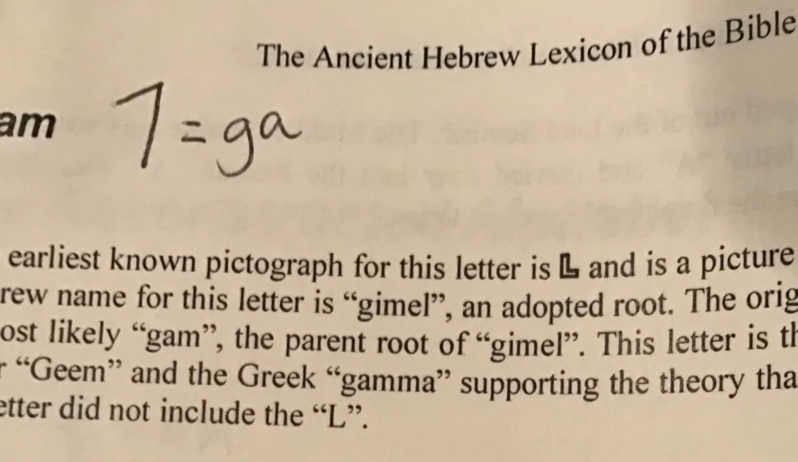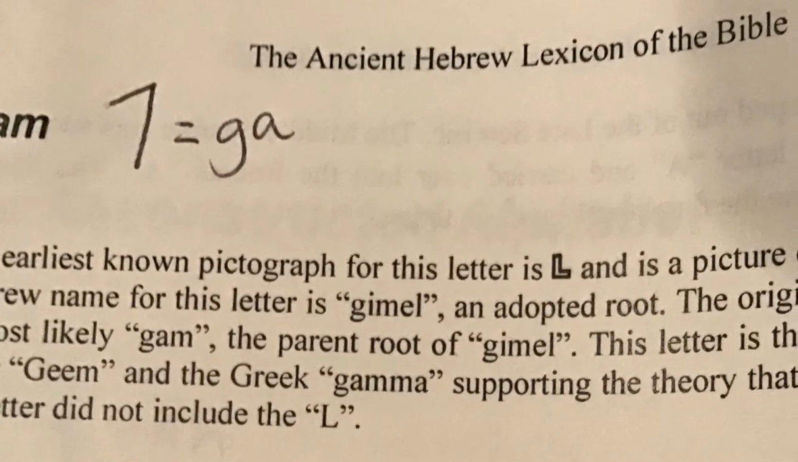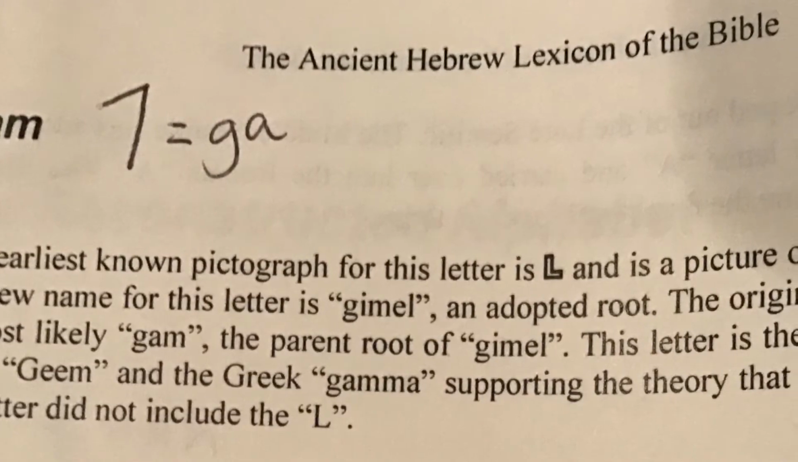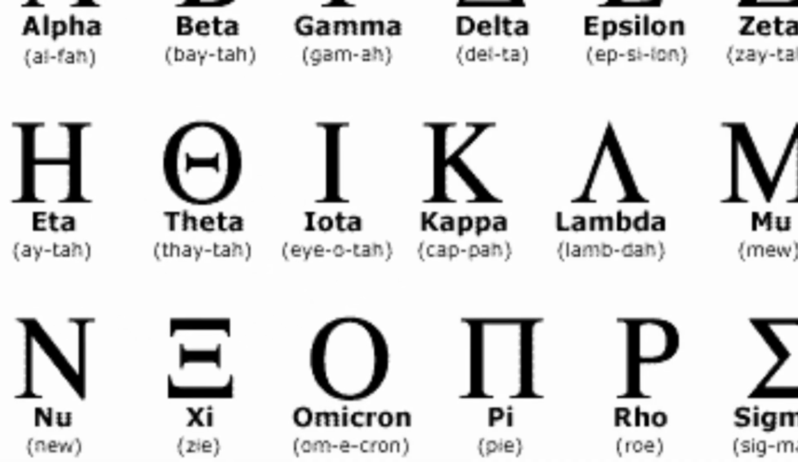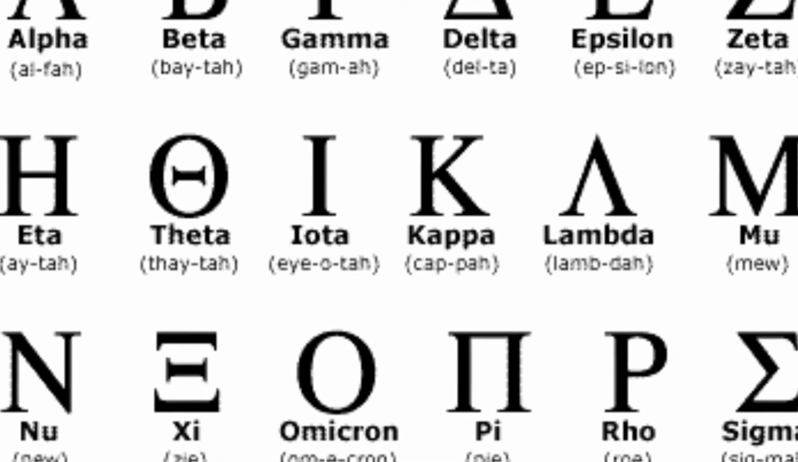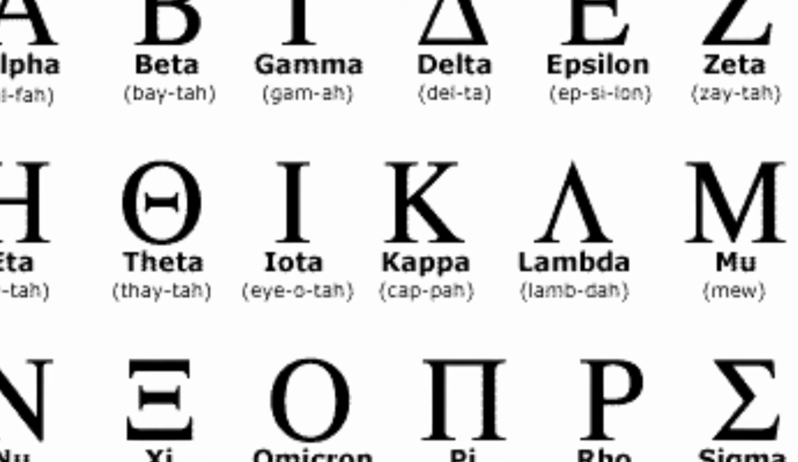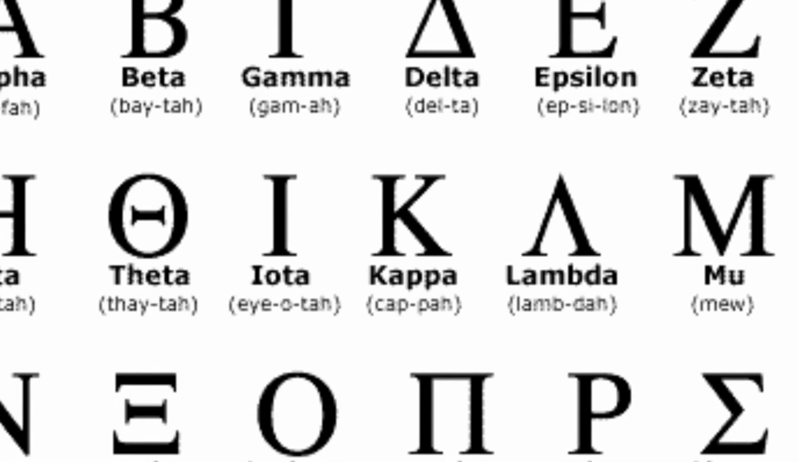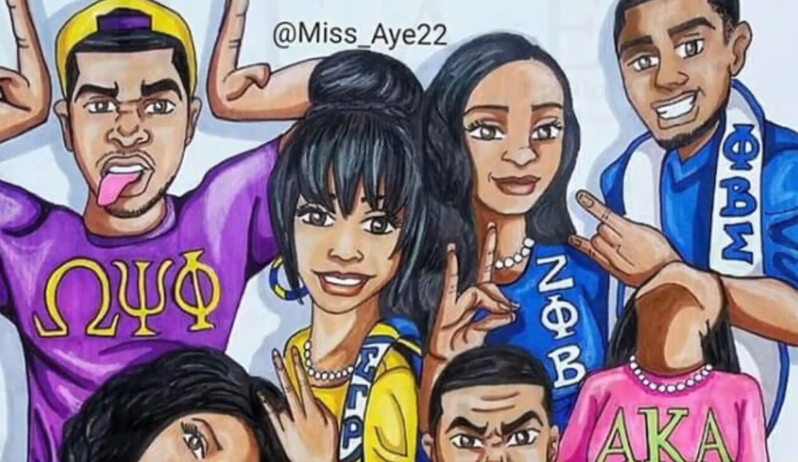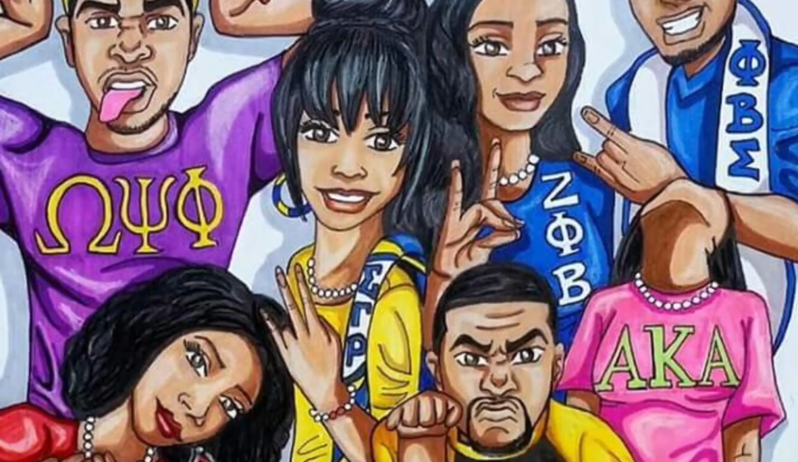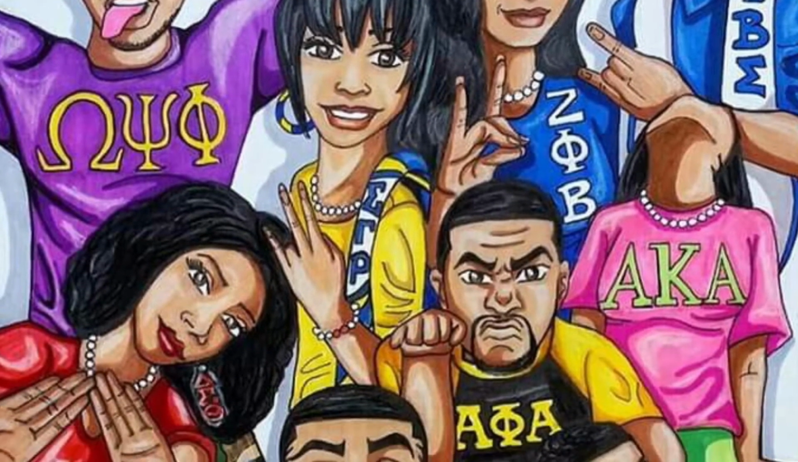This letter is the origin of the Arabic letter Gam or Gim and the Greek Gamma, supporting the theory that the original name for the letter did not include the letter L. Because you have alpha, beta, gamma, delta, zeta, eta, theta, iota, lambda, and so on. I learned a little bit of that in college, doing that little fraternity stuff.